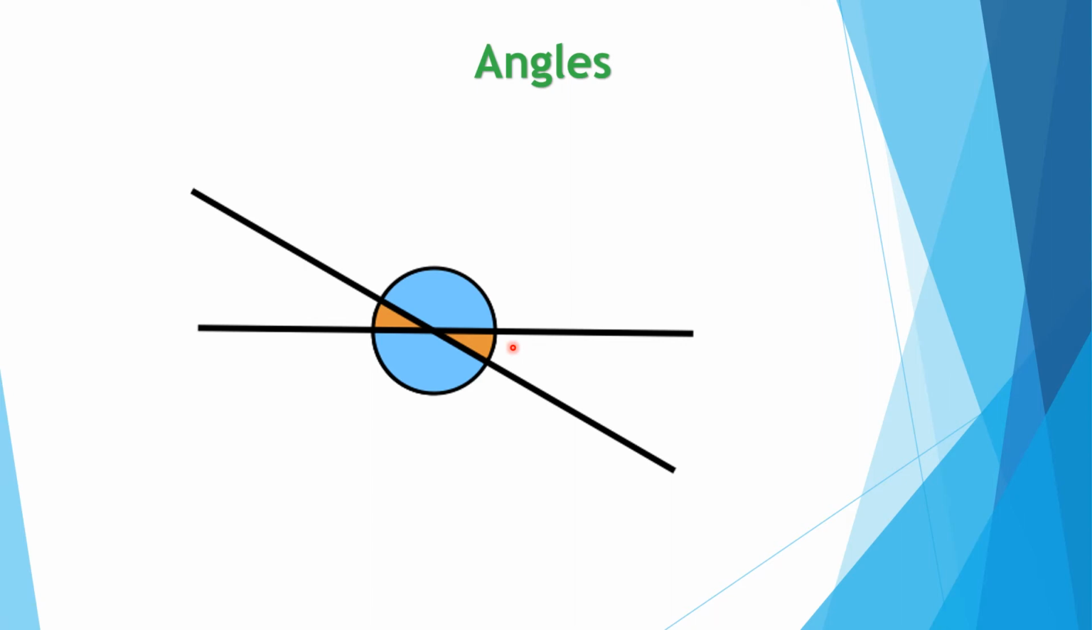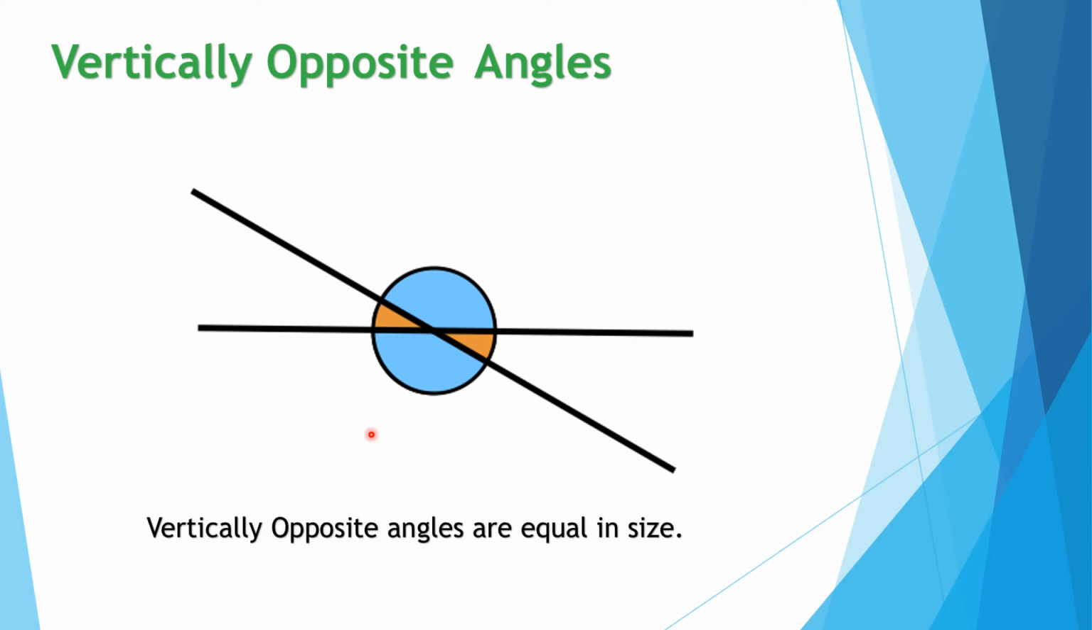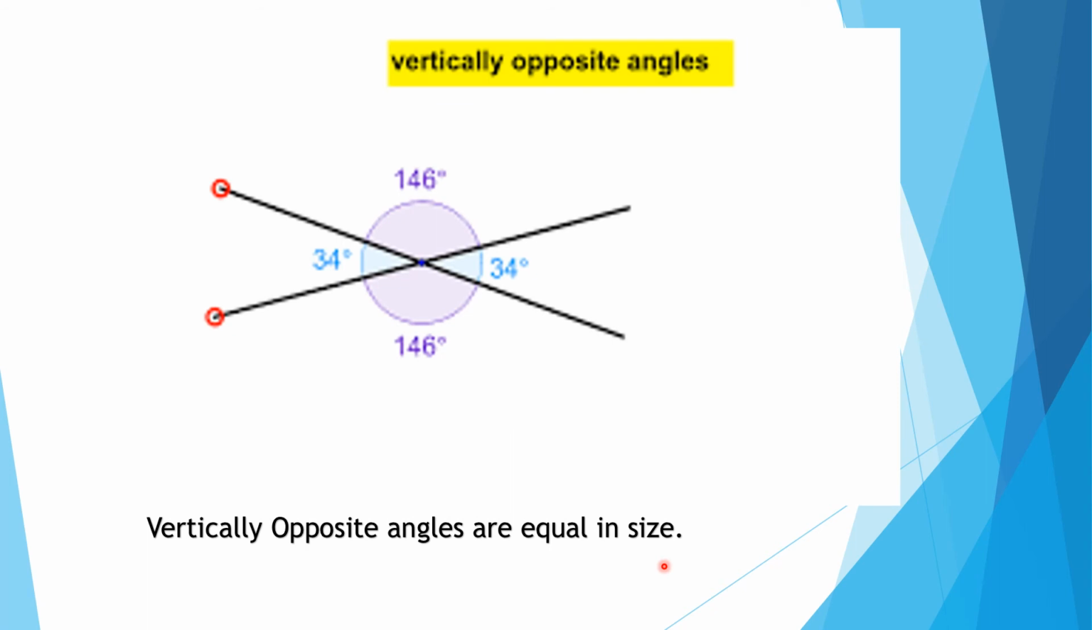So these types of angles are called vertically opposite angles. Vertically opposite angles. And keep in mind, the vertically opposite angles are equal in size. So this example will show you how they are equal in size.